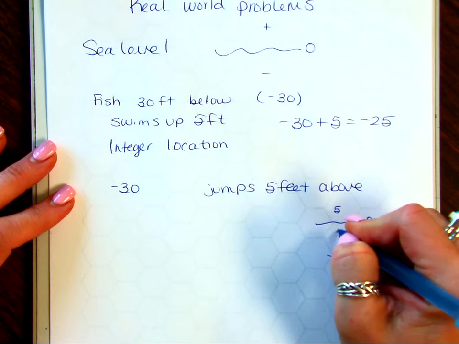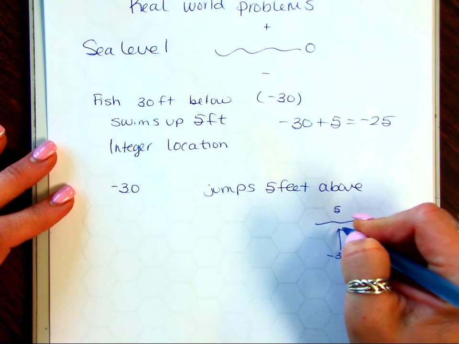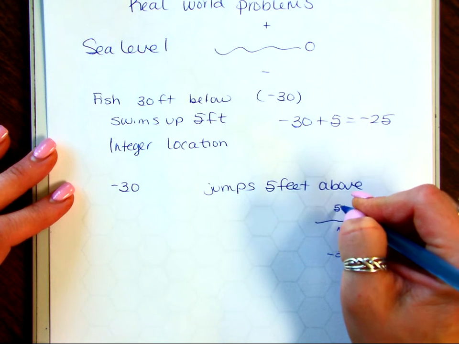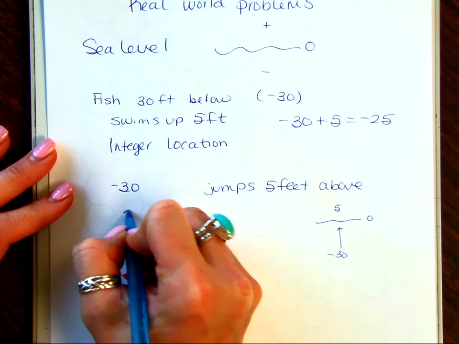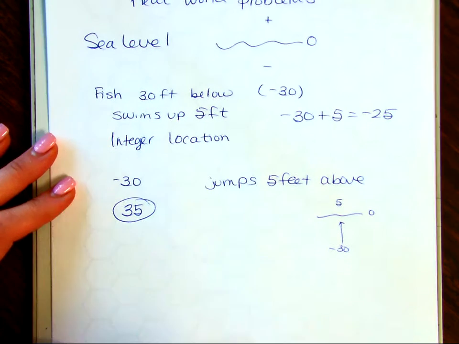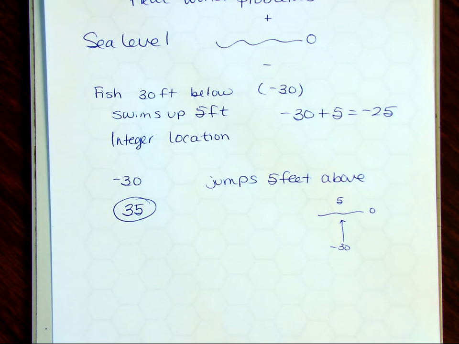If it was 30 feet below and it jumped in the air 5 feet, this would not be a subtract. It traveled 30 feet just to get back to the surface of the water and then 5 feet above. So this is actually a fish traveling 35 feet, okay? So those are our sea level problems, okay?